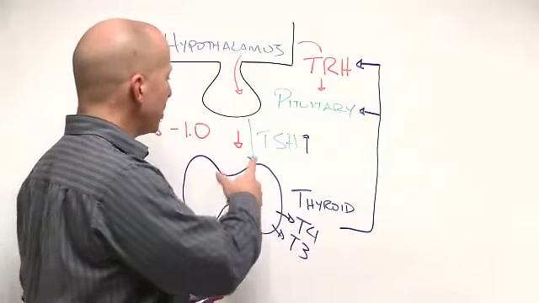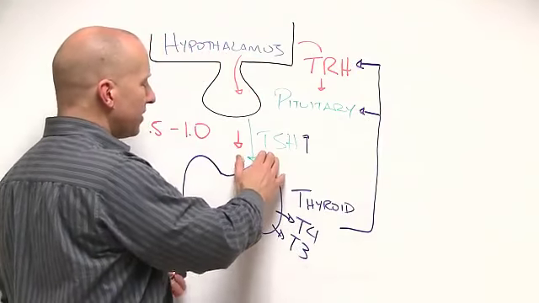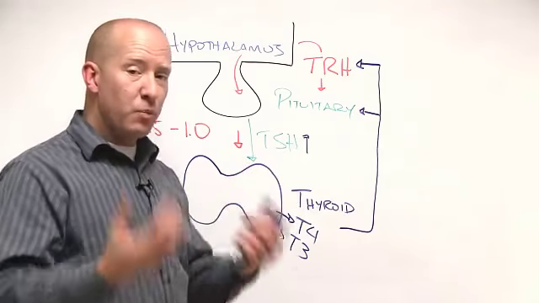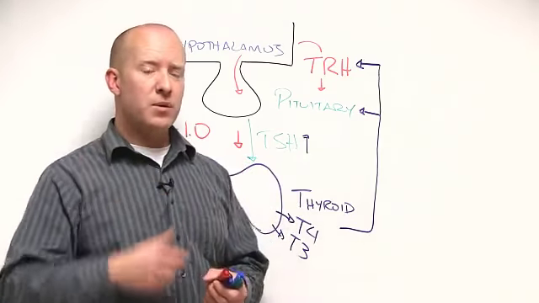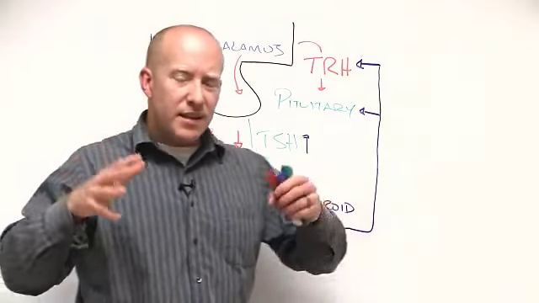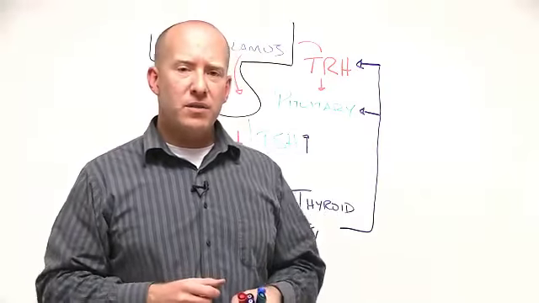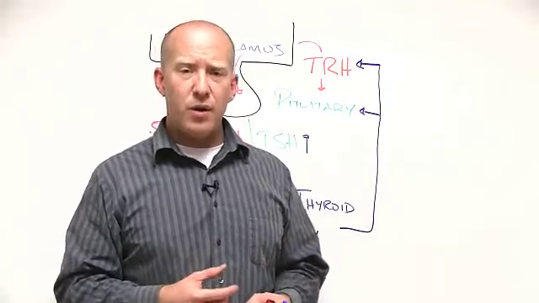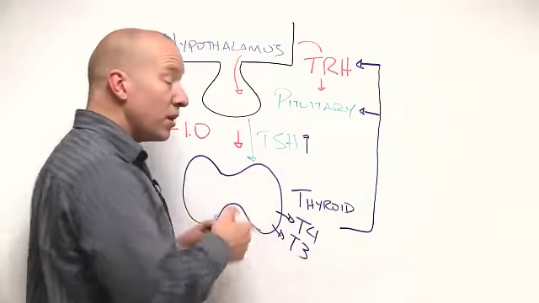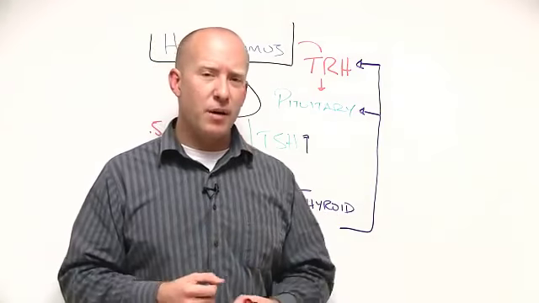Now, why would TSH be low? The only reason why TSH would really be low, for our purposes, is if the thyroid gland was making too much thyroid hormone or if somebody was taking medication. Said again, the pituitary is sensing more than adequate amounts of circulating thyroid hormone in the body, and therefore is not producing TSH because there's no need for the thyroid gland to make more thyroid hormone.